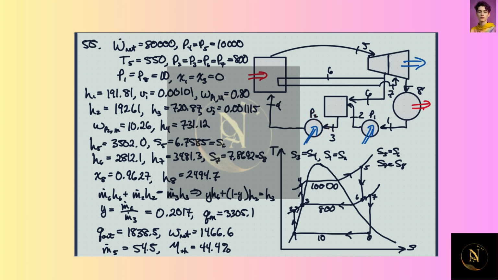Now we can find the enthalpy at 5 because we know the pressure and temperature, and we can get the entropy. We know both turbines are 100% efficient, so the entropy at 6 is the same as the entropy at 5. And that allows us to get the enthalpy at 6. We can get the enthalpy at 7 because we know the pressure at 7 is the same as the pressure at 6, right?